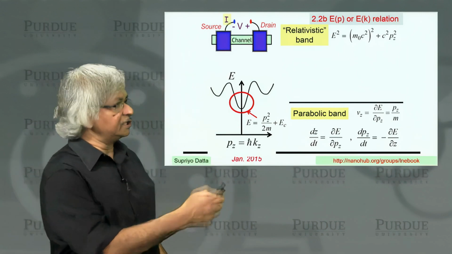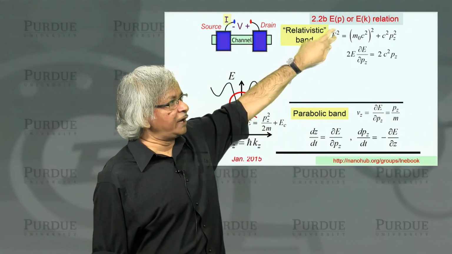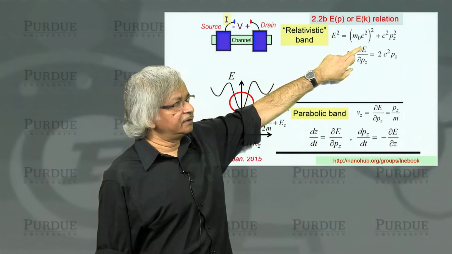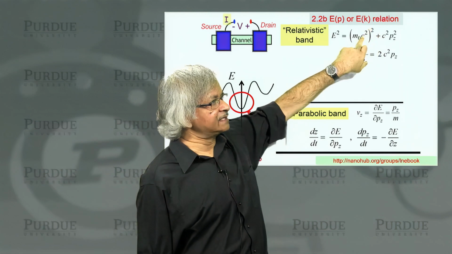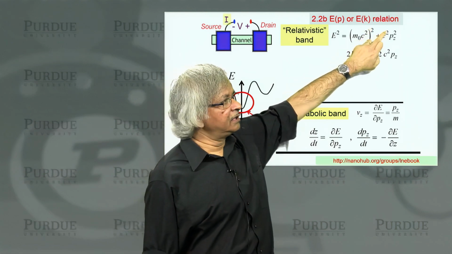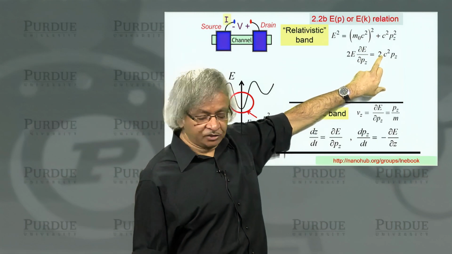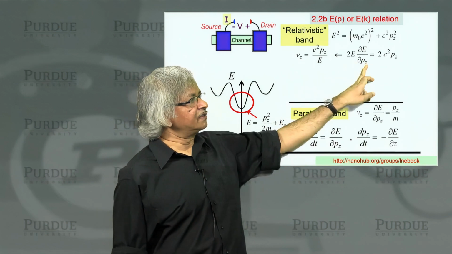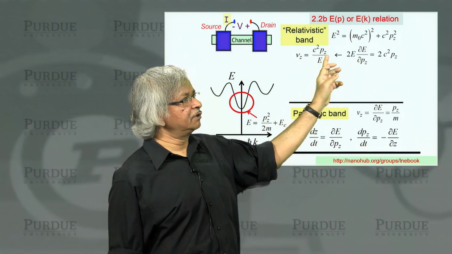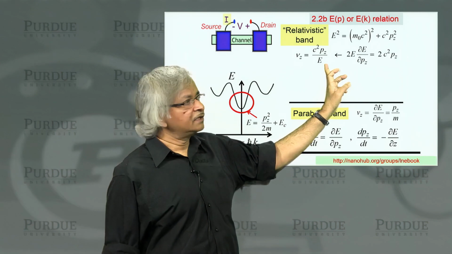And what you could check out easily is, well, let's take the derivative. E squared, so I get 2E derivative of E with respect to pz. And on the right-hand side, this is a constant. Derivative is 0. Take the derivative of that, we get 2c squared pz. 2's cancel. So what you have is, the velocity vz is equal to c squared pz divided by E.